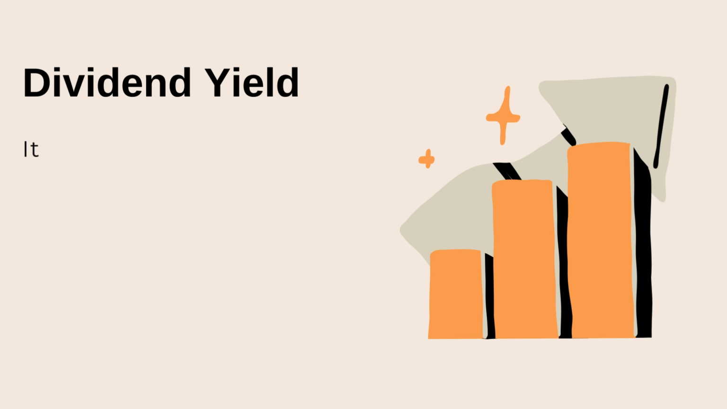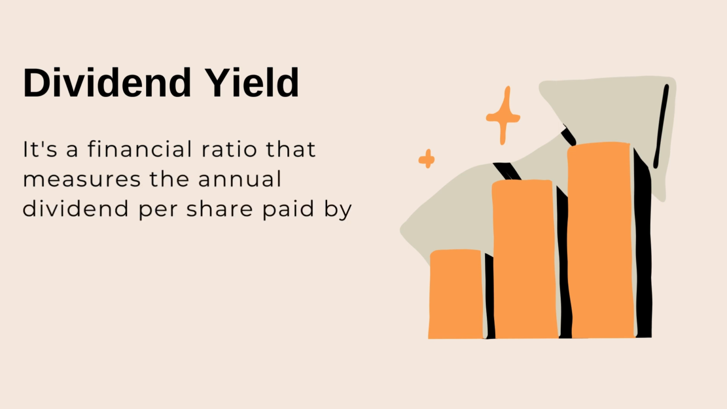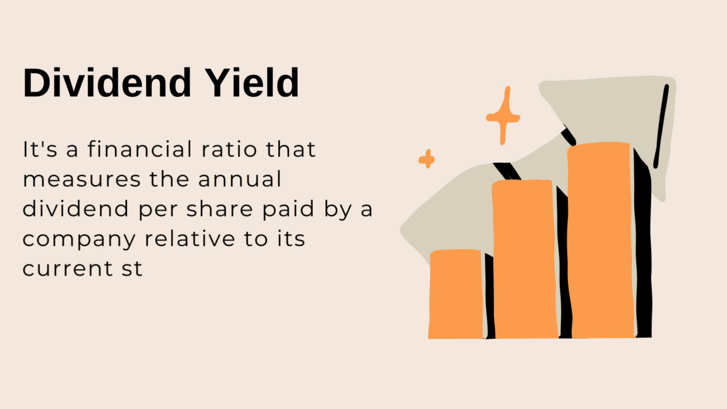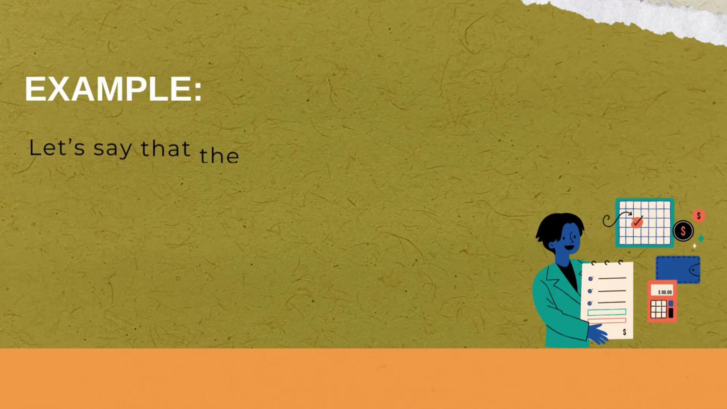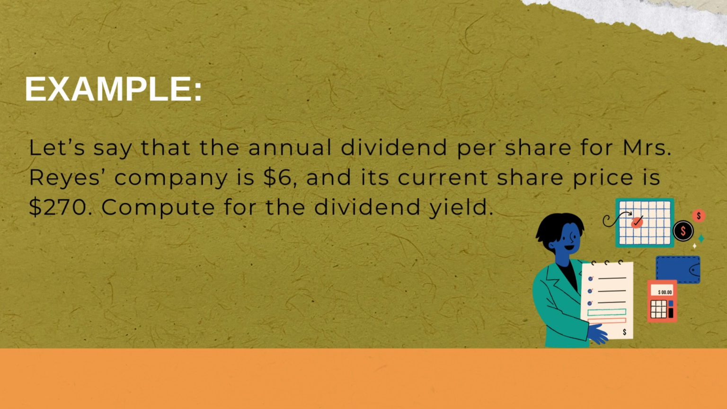Let us now proceed with dividend yield. Dividend yield is a financial ratio that measures the annual dividend per share paid by a company relative to its current stock price. It's expressed as a percentage, showing the proportion of the stock price that investors receive in dividends annually. Here is an example. Let's say that the annual dividend per share for Mrs. Reyes's company is $6 and its current share price is $270.